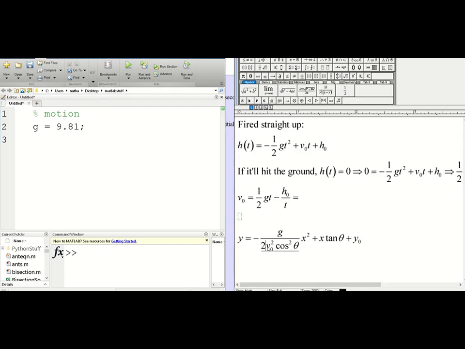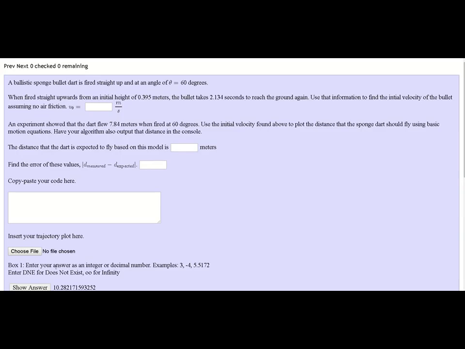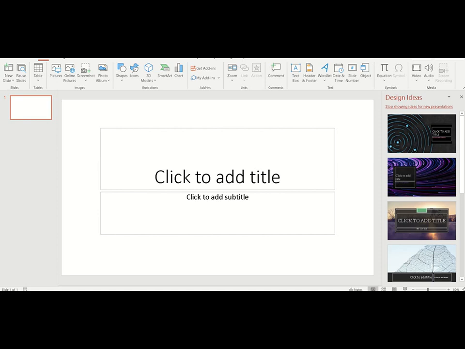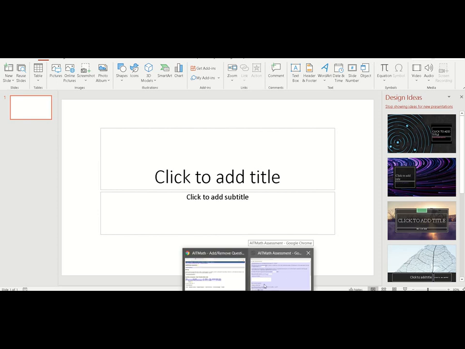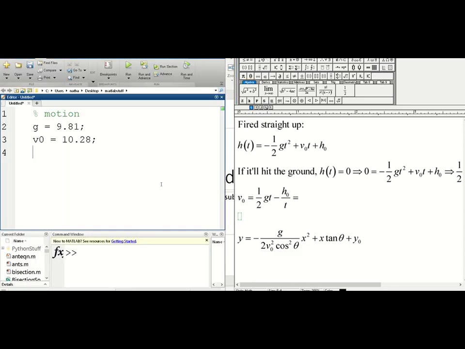So we're going to have V naught, right? Which we just calculated, right? So we got that. So I'm going to cheat, but I told you how to get it. Okay. And we're going to continue on this way. Theta is 60 degrees, right?